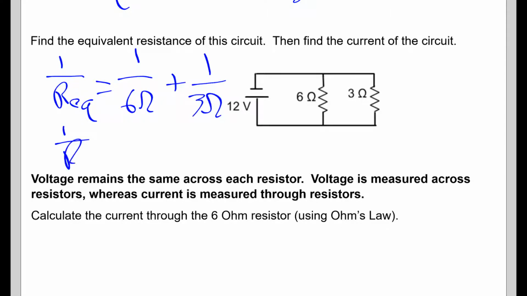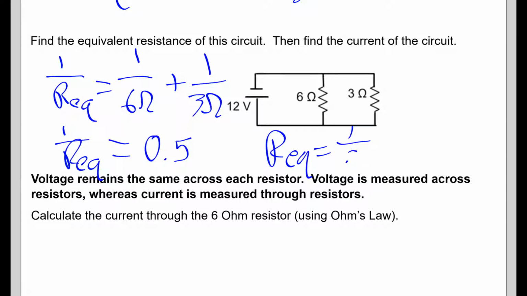So 1 over 6 plus 1 over 3 is going to be 0.5. But that's not the answer. That's equal to 1 divided by the answer. So we need to take the reciprocal of that. We need to flip that. We need to do 1 over 0.5. So Req is 1 over 0.5 ohms, so it's 2 ohms.